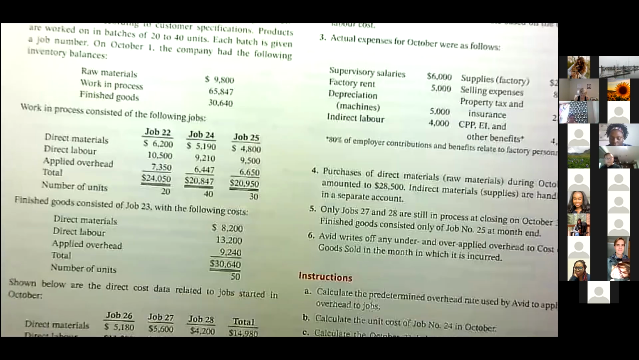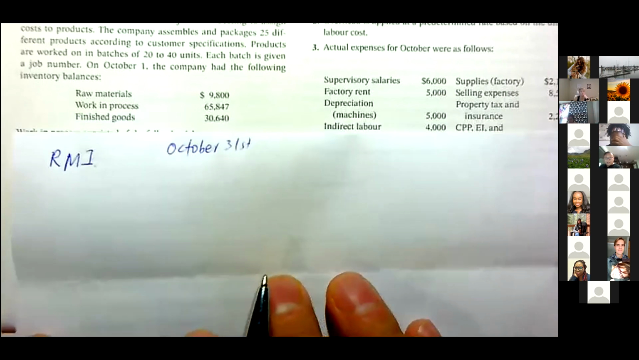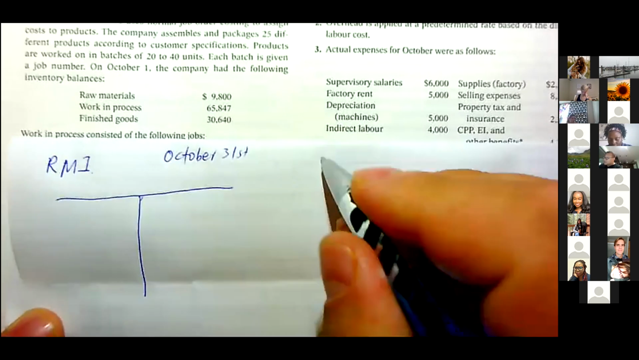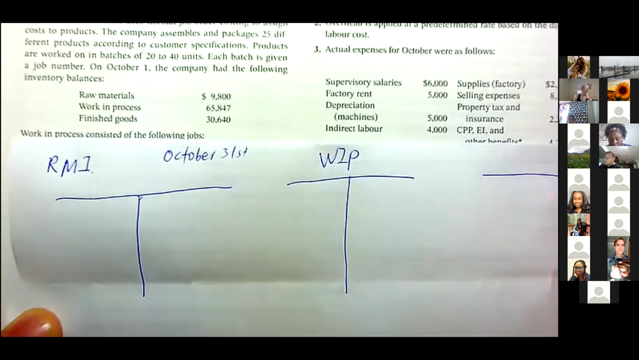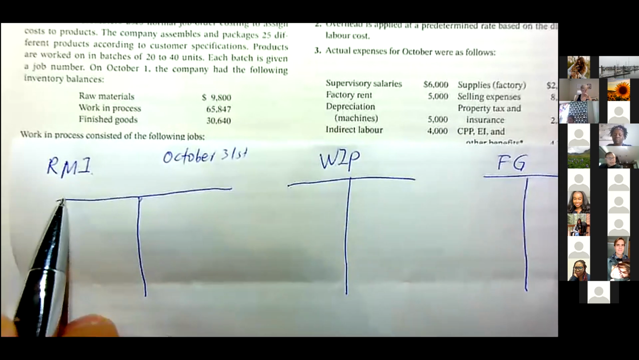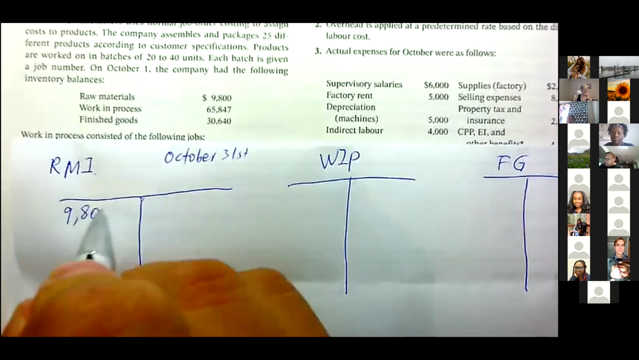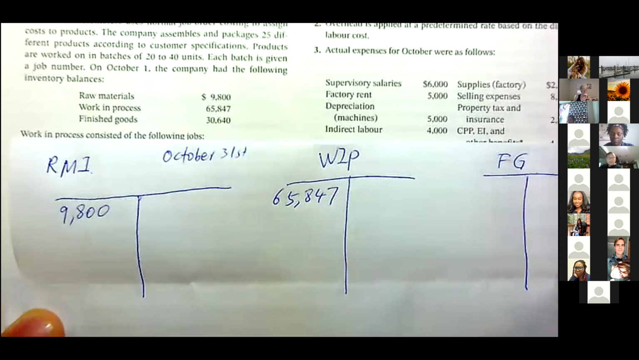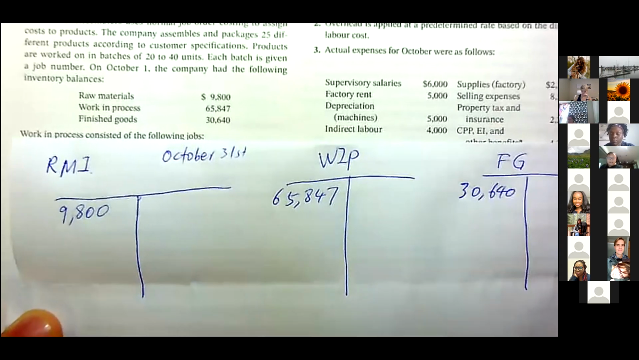Okay, so let's do this. October 1st, the beginning. Let's do T-accounts. So this is work in process, and this is finished goods. So raw materials, the beginning balance on October 1st, is 9,800. Work in process is 6,847, and finished goods is 3,640. I put it on the left side, right? This is the opening balance.